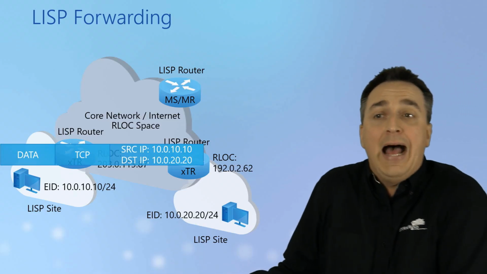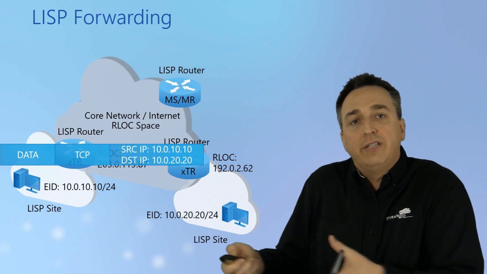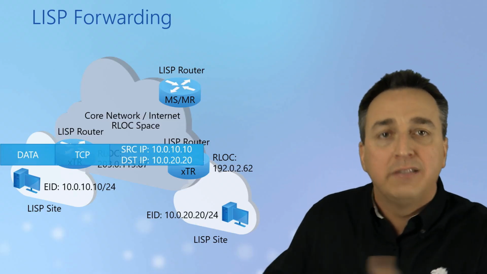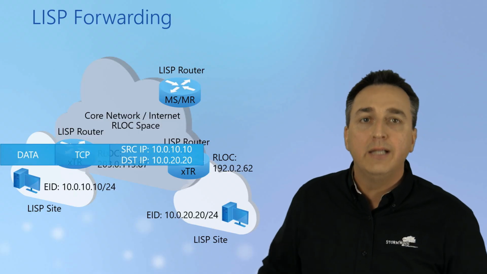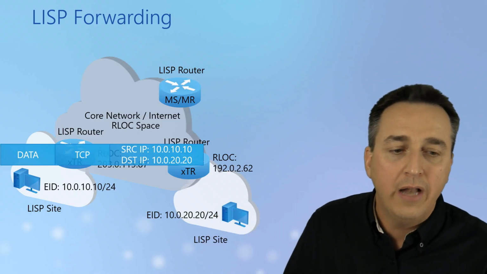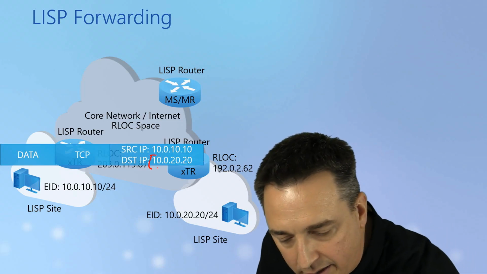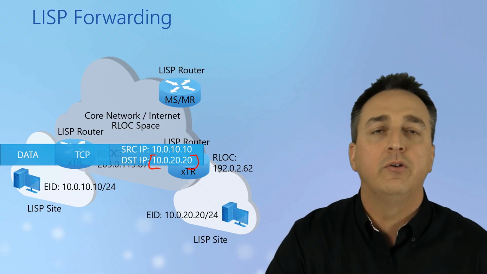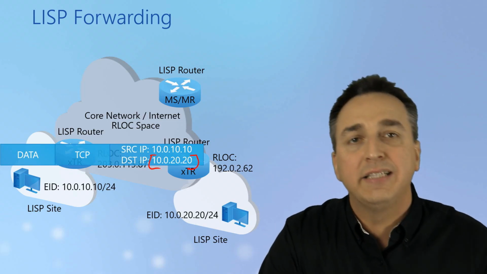Okay, now your default gateway has it in this case. And so your default gateway is the LISP router in our SD-Access environment. So now this router has to say, how in the world do I get here? Because it doesn't know how to get there.